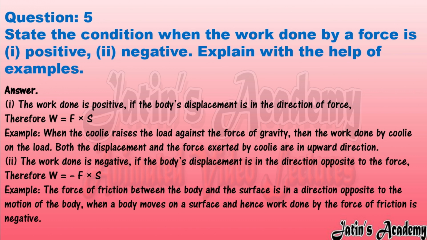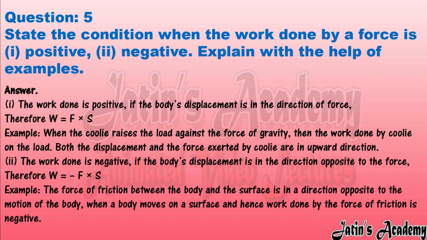Question 5. State the condition when the work done by a force is first positive, second negative. Explain with the help of examples. Answer. The work done is positive if the body's displacement is in the direction of force. Therefore, W is equal to F times S. Example: when the coolie raises the load against the force of gravity, then the work done by coolie on the load. Both the displacement and the force exerted by coolie are in upward direction.